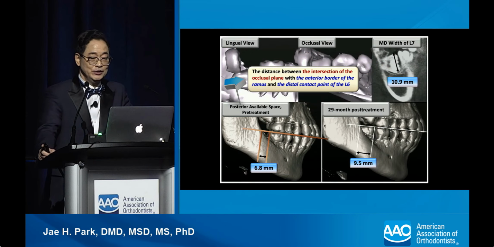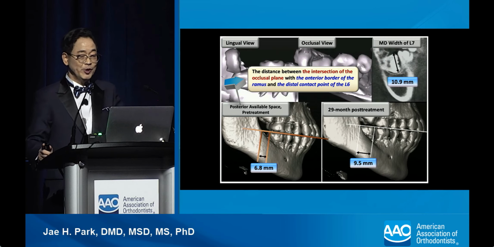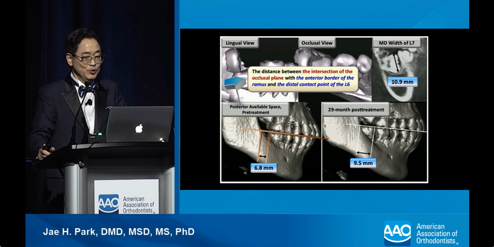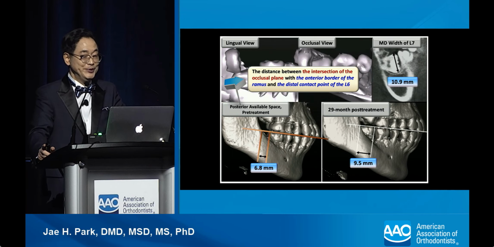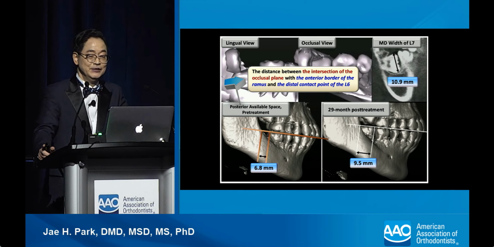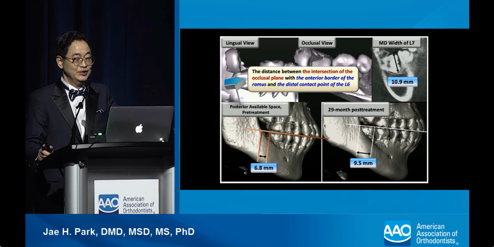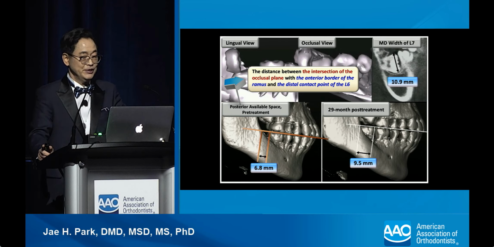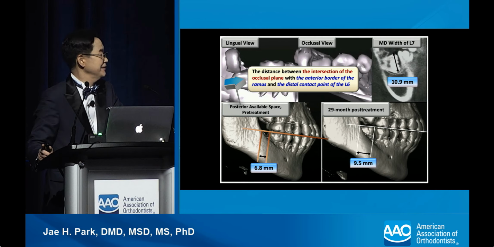In a growing patient, you should know the posterior alveolar space, PAS, the distance between the intersection of the occlusal plane with the anterior border of the ramus and the distal contact point of the lower 6. In this patient, it has changed from 6.8 millimeters to 9.5 millimeters. The mesiodistal width of the lower 7, 10.9 millimeters, was wider than PAS.